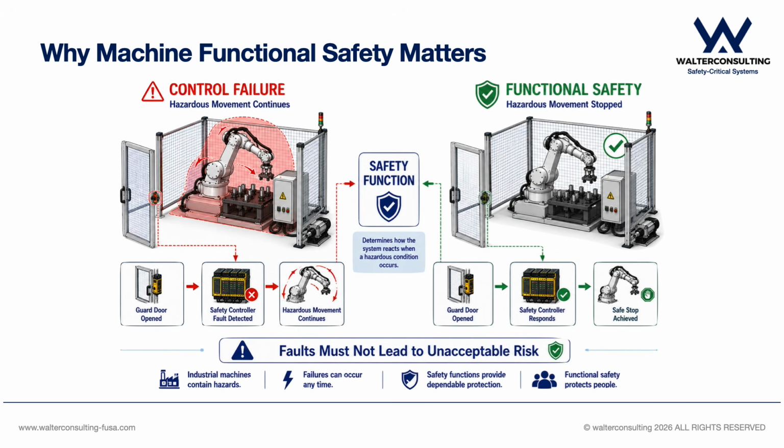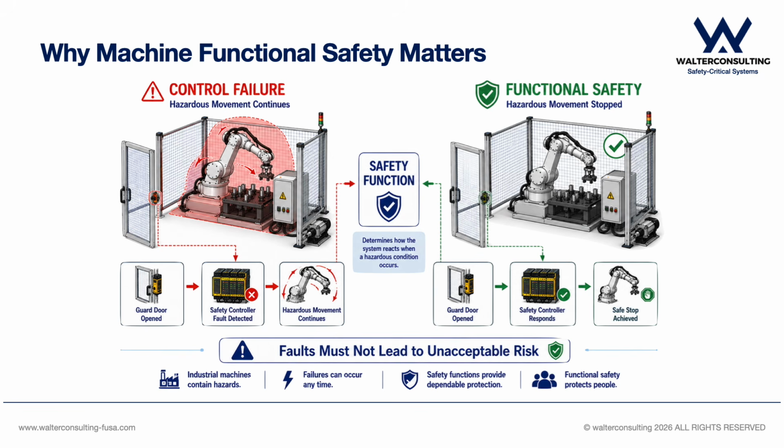The key challenge in machine safety is that the components responsible for protecting people can themselves fail. A safety sensor may no longer detect that a guard door has been opened. The signal from that sensor may never reach the safety controller. The controller itself may develop an internal fault. And even if the correct stop command is generated, the output device responsible for stopping the hazardous movement may fail to respond. In all of these situations, a safety function that appears perfectly adequate during normal operation could potentially fail exactly when it is needed.